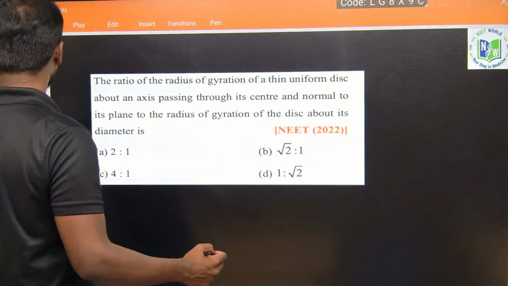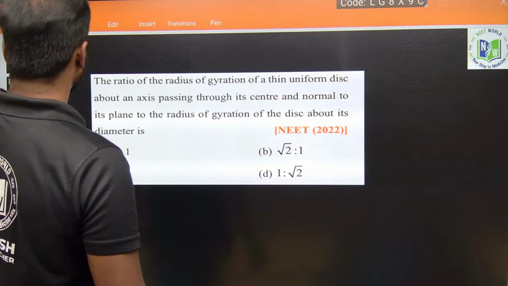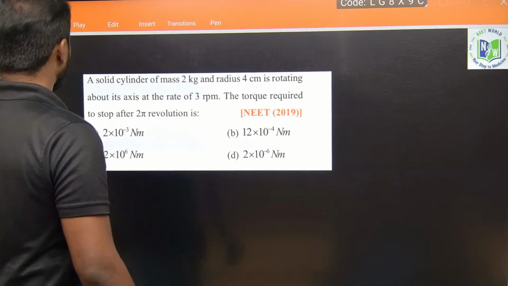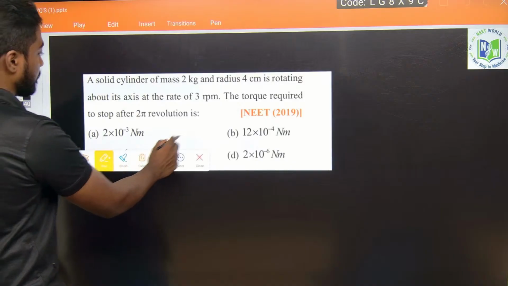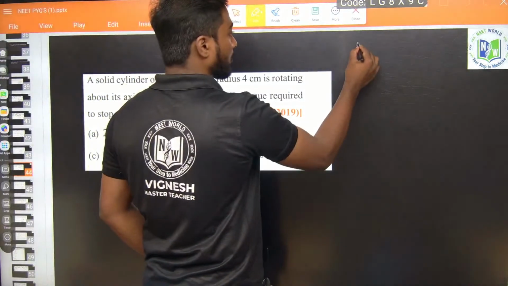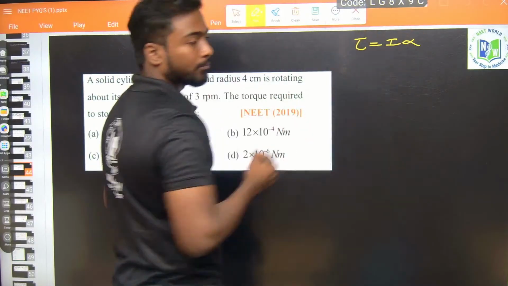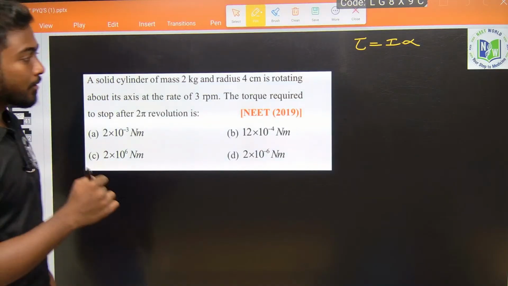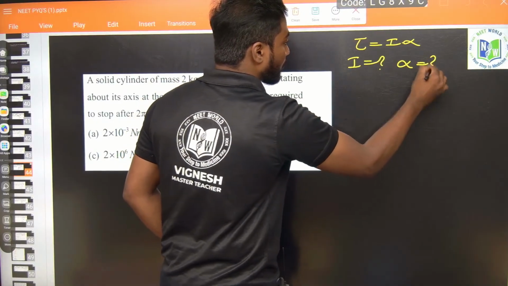Let me take a pen. This is the question, right? A solid cylinder. So first of all, the formula for torque is tau equals I alpha, right? So from this, first I need to find what is I and what is alpha.